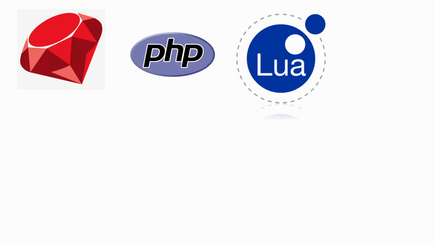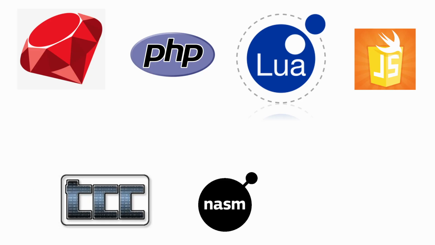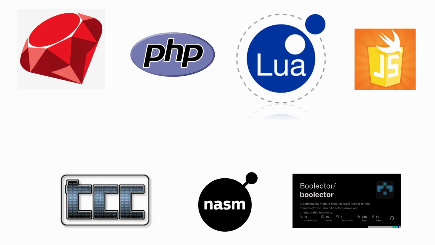These fuzzers were all thrown at the same set of targets, including four scripting language interpreters that are Ruby, mRuby, PHP, Lua, and JavaScript core, a compiler, TCC, an assembler, NASM, and an SMT solver, boolector. They were all run on the same Ubuntu server with the same processor and the same amount of RAM for 12 48-hour trials each, so everything is completely fair.